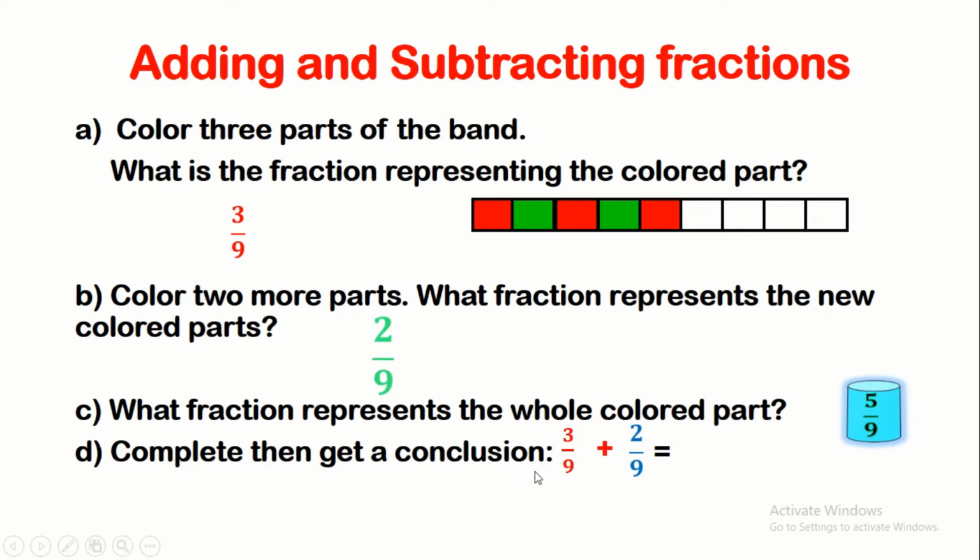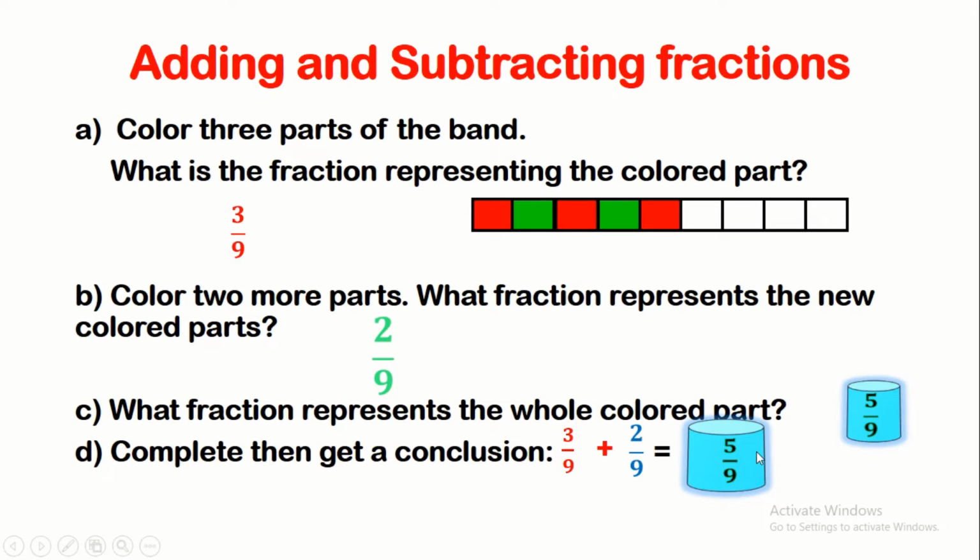As you see, we have 3 over 9 plus 2 over 9. What do they represent for us? If you note, 3 over 9 represents the colored part at the beginning, plus 2 over 9, the 2 colored parts that we added. Well, in all, didn't they give us 5 colored parts out of 9? So it's 5 over 9.